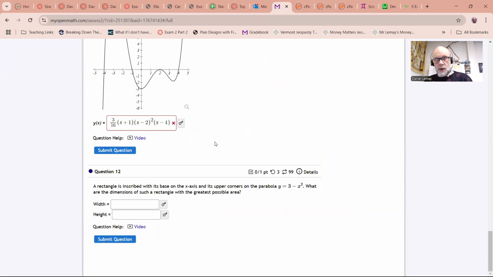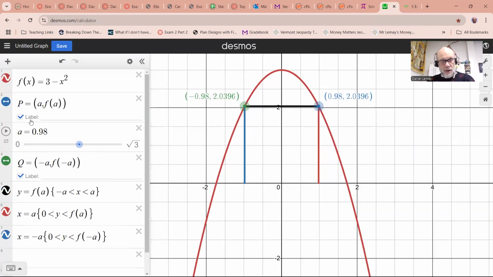What I did is I went to Desmos and I graphed the parabola. I knew it was a parabola that opened down because the leading coefficient was negative, and it was shifted up 3. So here's that parabola. Then they said we're going to inscribe a rectangle inside it. I didn't draw the x-axis border, but that was pretty clear. And here's a rectangle to describe it.